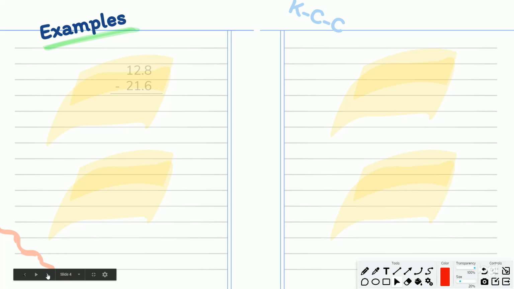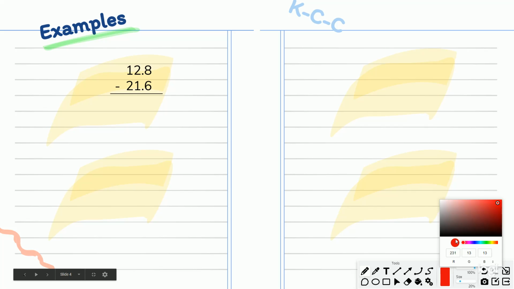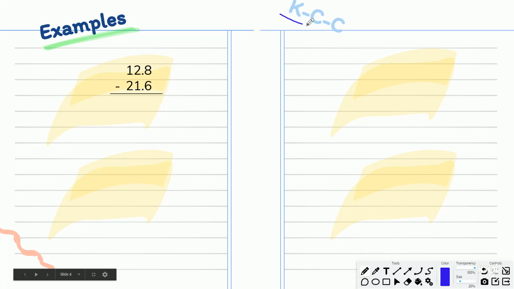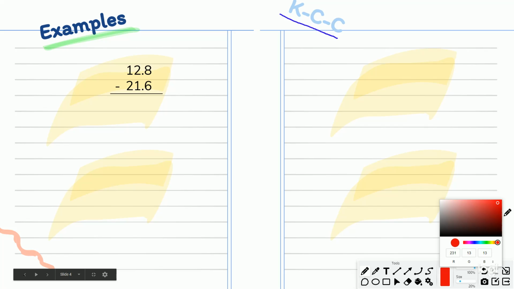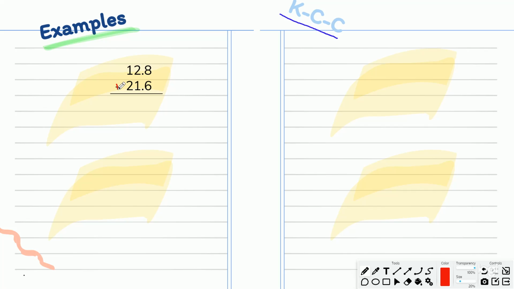So the first example we have is 12.8 minus 21.6. The main thing I need to remember is that I'm following my keep, change, change to start. So when I'm looking at this problem, I need to keep my first number, 12.8, the same. I'm going to then change my minus to a plus and change my positive 21.6 to a negative 21.6.